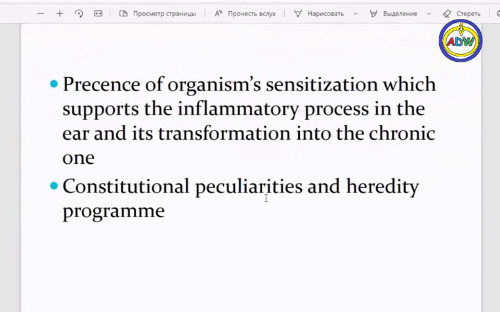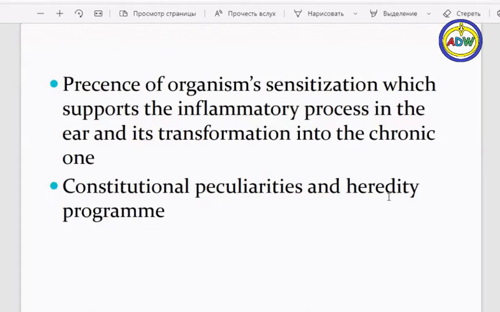Okay, next, presence of organism sensitization, which supports the inflammatory process in the ear and its transformation into the chronic one. Constitutional peculiarities and hereditary program. Yes, also nasopharyngeal carcinoma in adult, unilateral. Yes, of course, the predisposing factors are a lot.